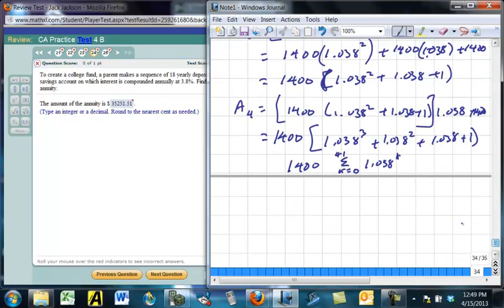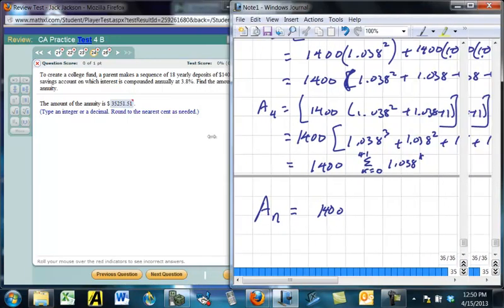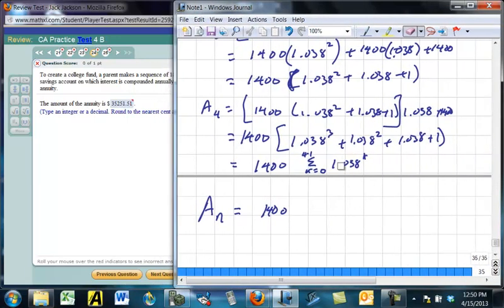So in general, we can generalize this. After n payments, n deposits, it's 1,400 times the sum from k equals 0 to n minus 1, 1.038 to the k. Or put this inside, it doesn't matter. Actually, put that inside here.